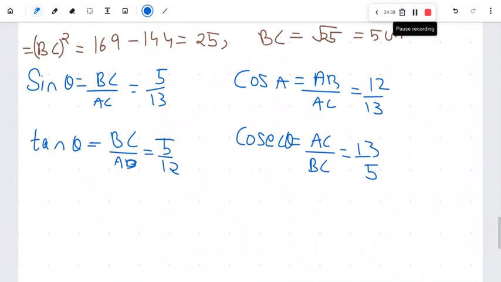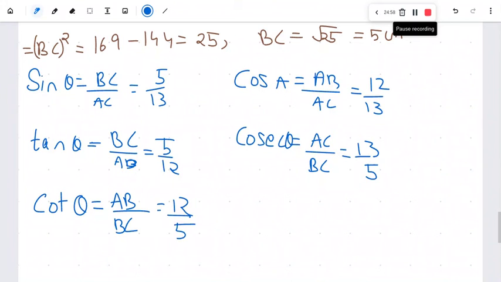Now sec theta we already have. Last is cot theta. That will be nothing but adjacent divided by opposite, that gives me 12 by 5. So yes, students, this was all about the fifth question. So we did the fifth question as well.